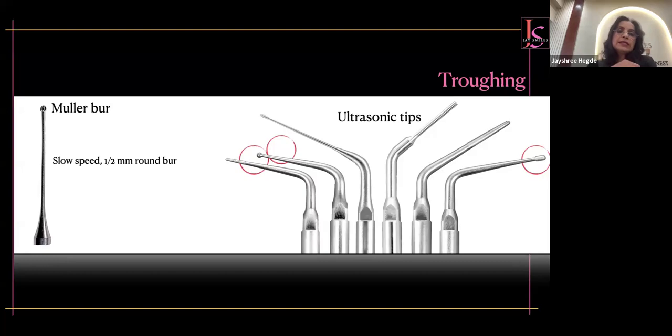Ultrasonic tips also, you can see you have a little bur, a round bur or a straight diamond or a steel bur, where you just move it on the floor of the pulp chamber to remove any kind of calcified obstructions which will be present over these MB2 canals.